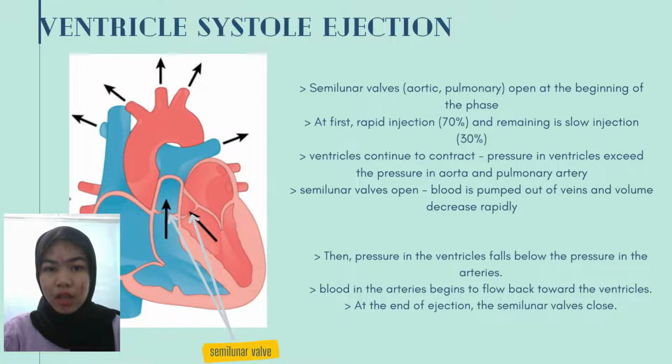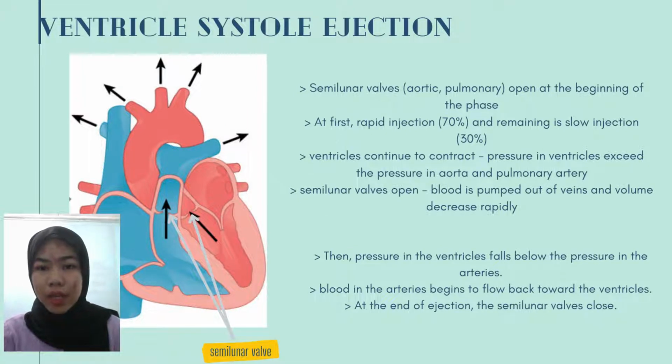Ventricular systole, ejection: semilunar valves open at the beginning of the phase. At first, rapid ejection takes about 70% and the remaining is slow ejection, 30%. Ventricles continue to contract, and pressure in the ventricles exceeds the pressure in the aorta and pulmonary artery. Semilunar valves open, blood is pumped out of the ventricles and volume decreases rapidly. Then, pressure in the ventricles falls below the pressure in the arteries. Blood in the arteries begins to flow back toward the ventricles. At the end of ejection, the semilunar valve closes.